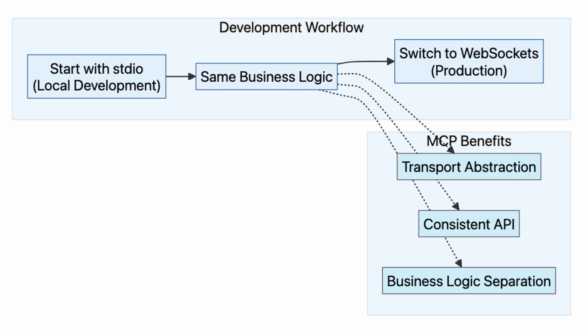I worked on this project last year where we started with a CLI tool using stdio, but then requirements changed and suddenly we needed a web interface. Because of this transport abstraction, we literally just swapped the transport layer and kept all our tool code. Saved us weeks of work. It's like changing how you get to work without changing what you do at your job.